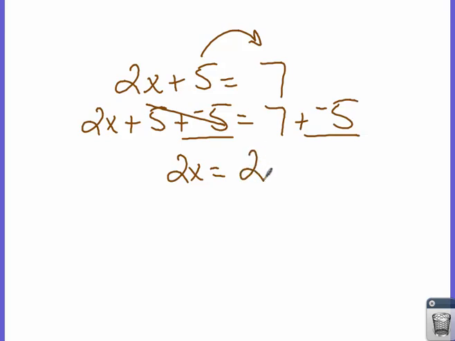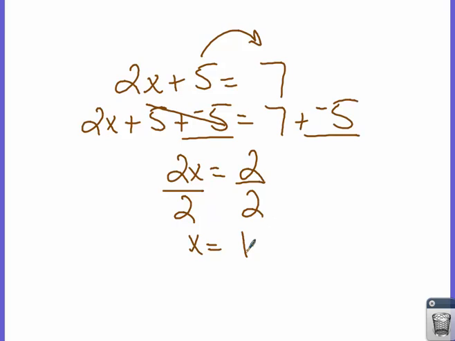Now, I don't want to know about 2x's, I only want to know about 1x. So to turn a multiply by 2 into a 1, I have to divide by 2. And if I do that to one side, I must do it to the other, and we end up with x equaling 1.